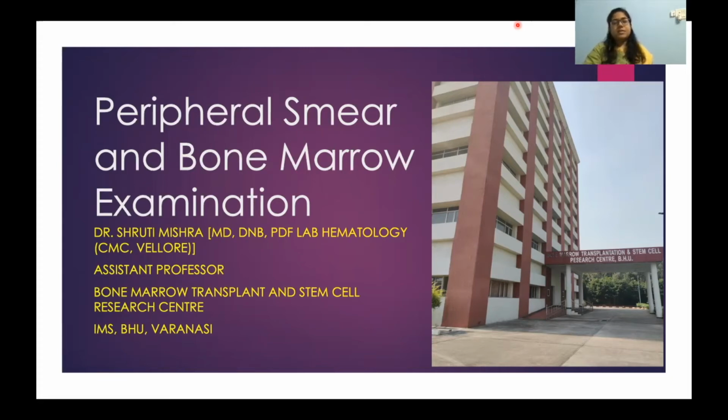We will be discussing peripheral smear and bone marrow examination. Since this is the last session of the whole seminar, or rather webinar, and it is around dinner time, we will have a case-based discussion rather than discussing theoretical aspects of peripheral smear and bone marrow examination. We have already met before.